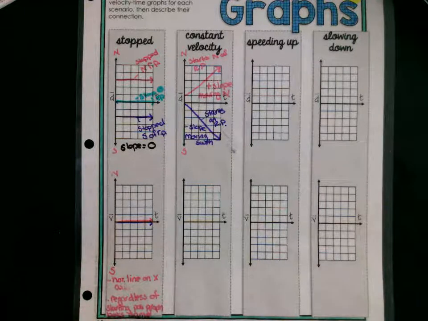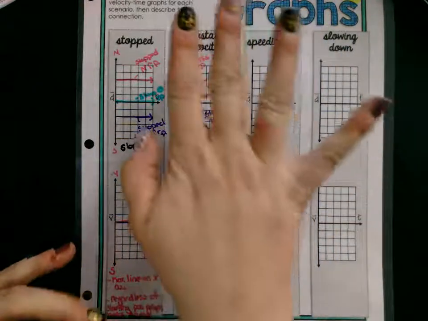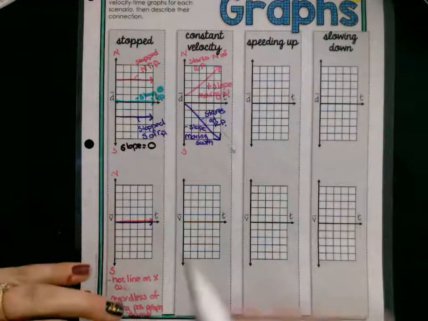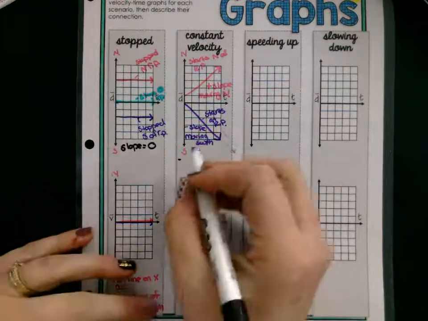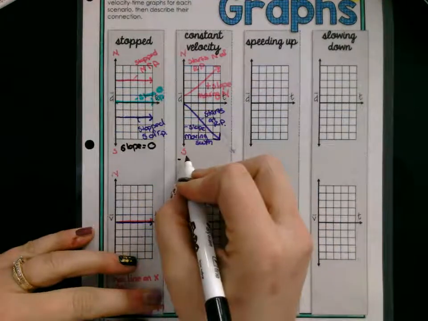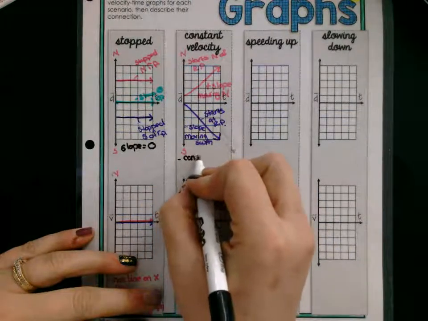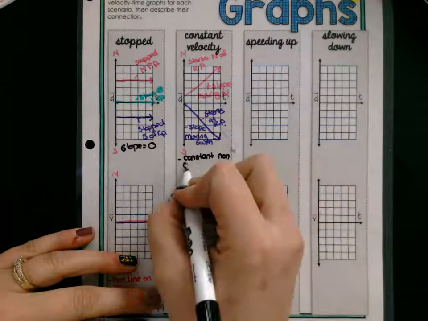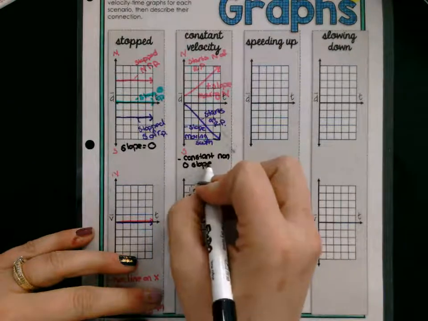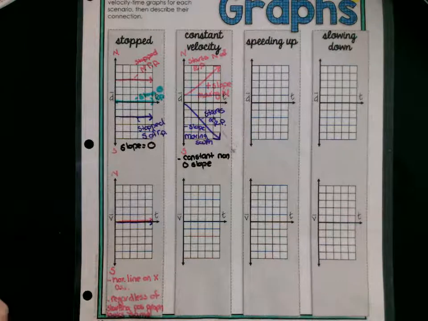So what do we know all in all about a constant velocity on a position time graph? Constant velocity on a position time graph is graphed by a constant non-zero slope. The slope could be 0.1. That's a velocity, it's moving, and it's constant.